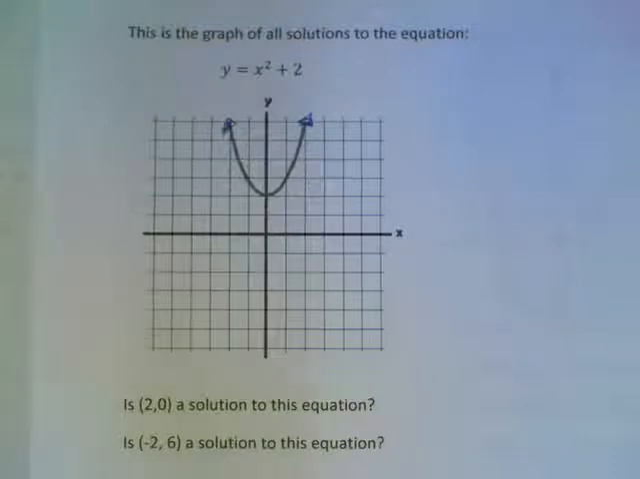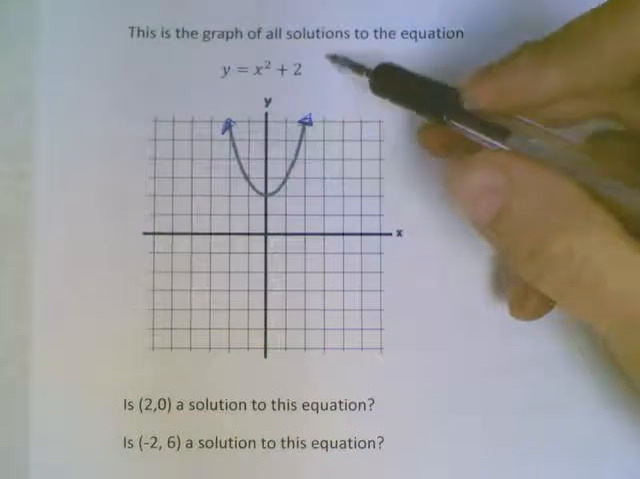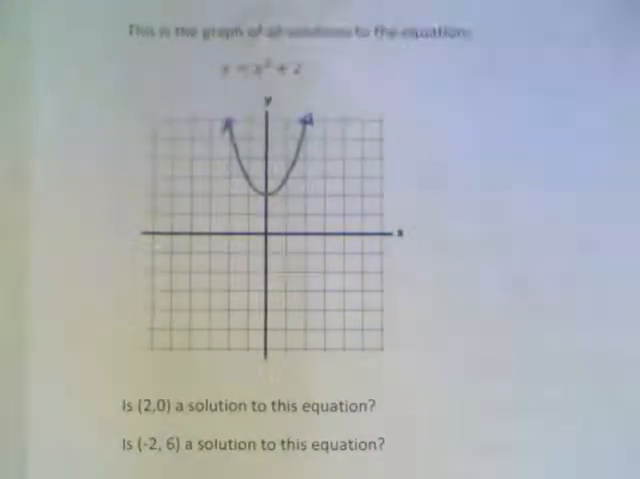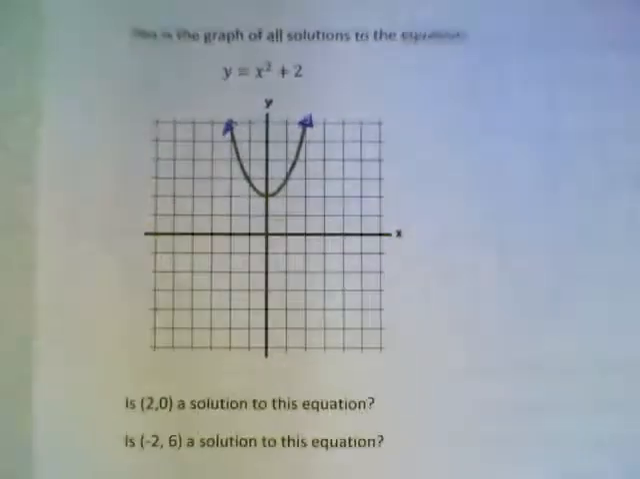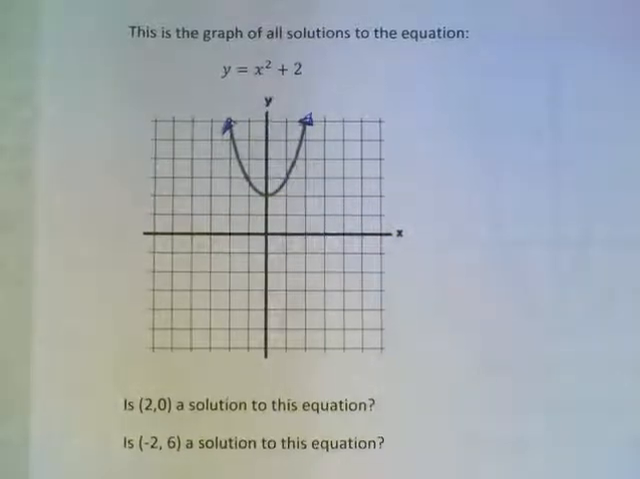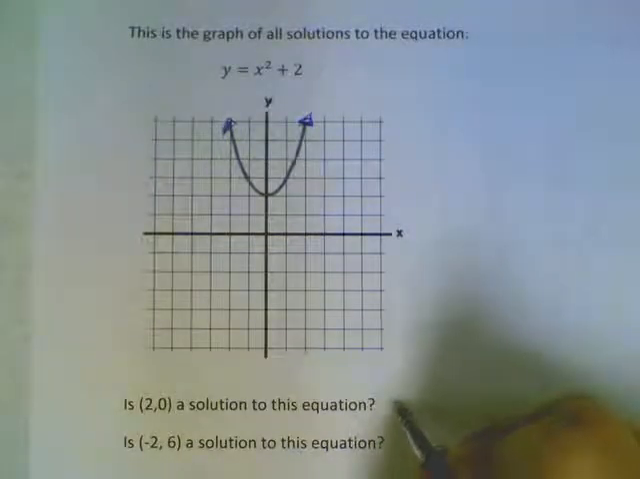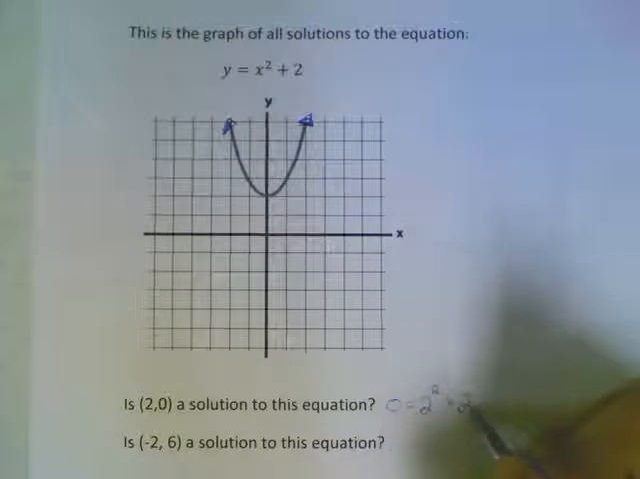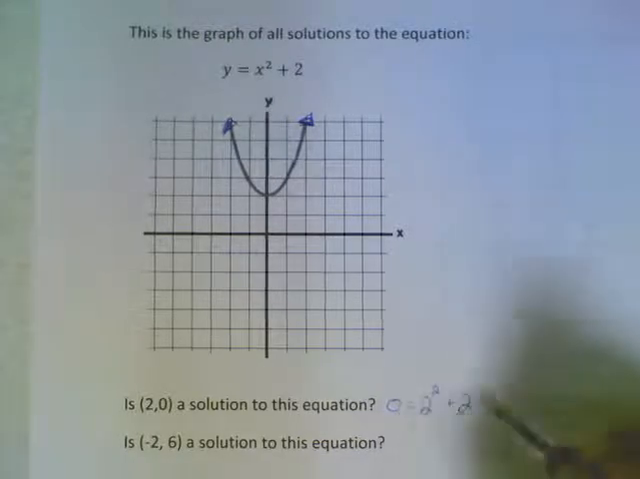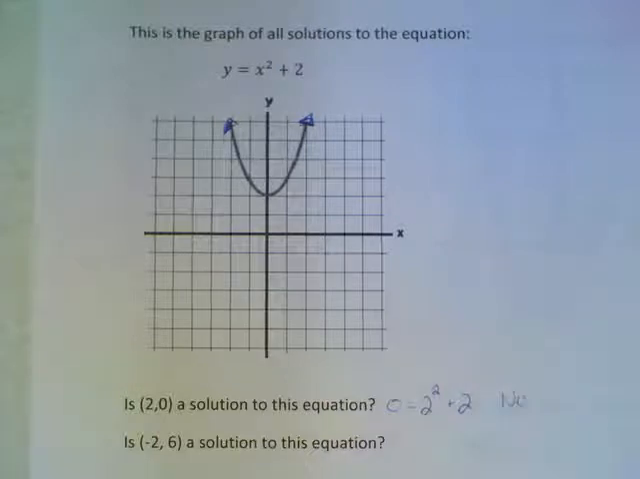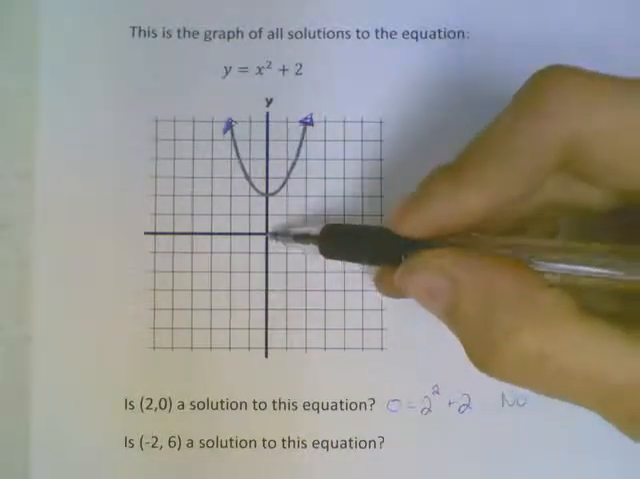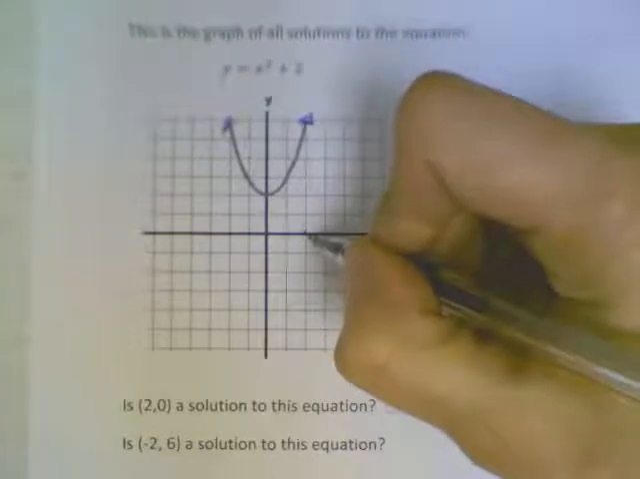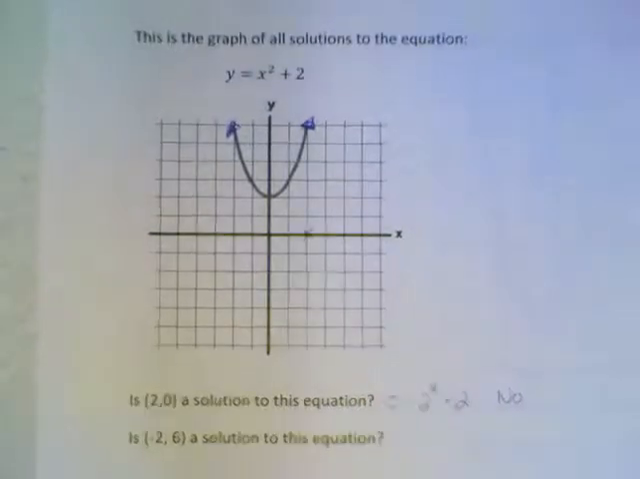Here's another graph, to the equation y equals x squared plus 2. This graph will also keep going on if we were to extend the coordinate plane, but this is the picture that we can see now. Is 2, 0 a solution to this equation? Well, if I plug 2 in for x and 0 for y, I'm going to get a statement that 0 equals 6. That doesn't make sense. If I graph the point 2, 0, that's right here. That's not on the graph.